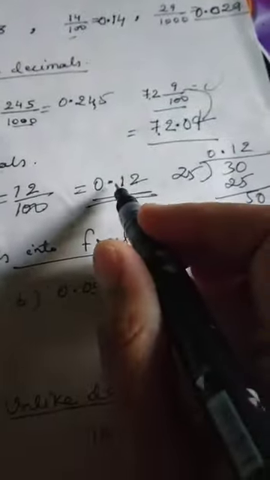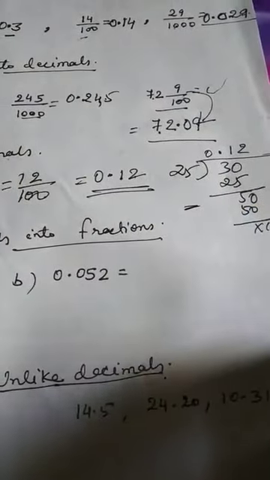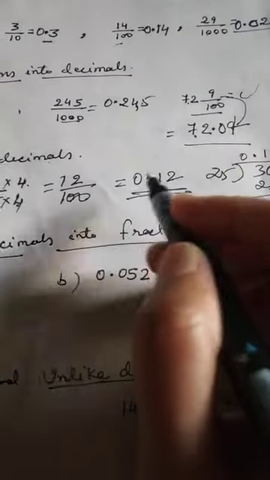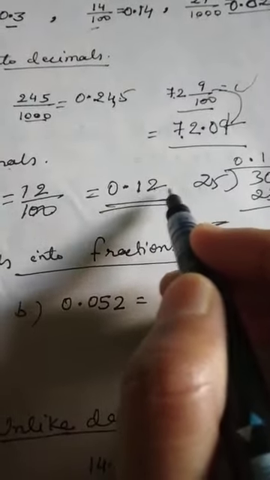So, 0.12, we have got it here in decimal form. Got it? Always read it as 0.12, do not read it as 0.12.